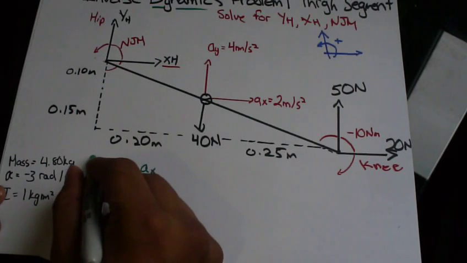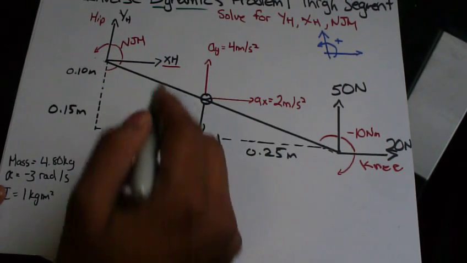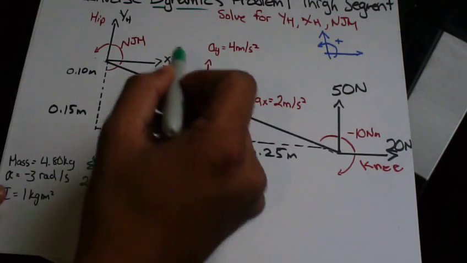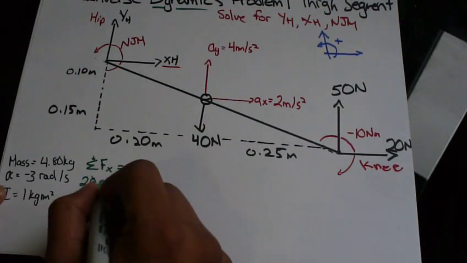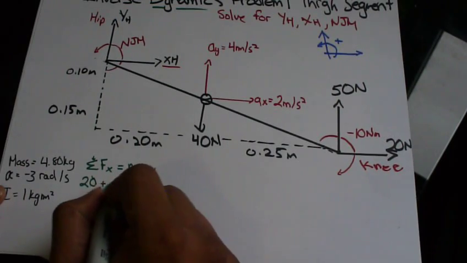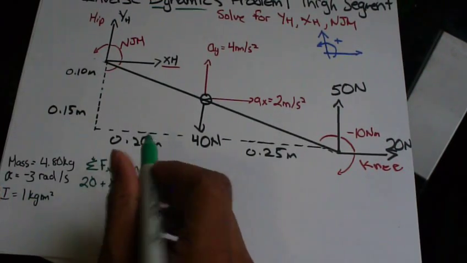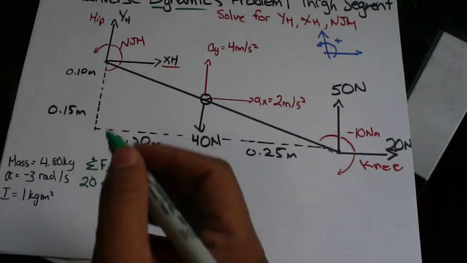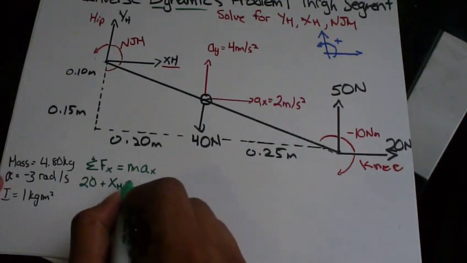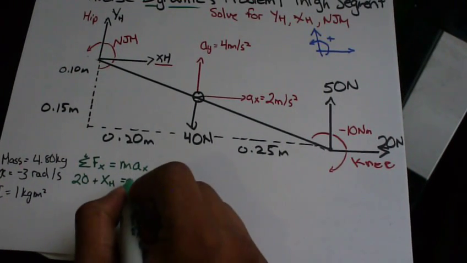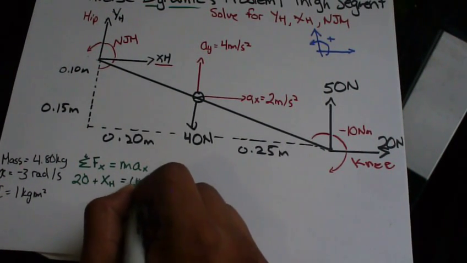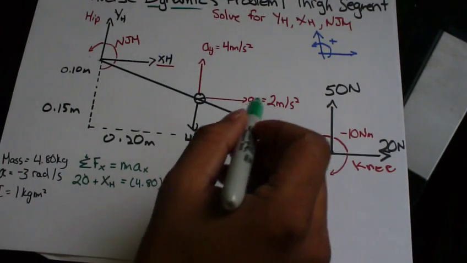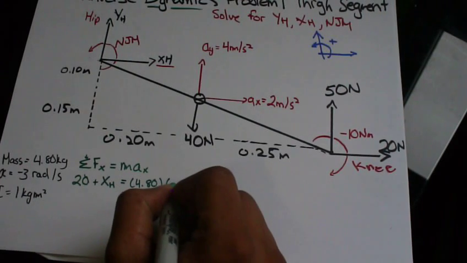It's a sum, sigma F in the x direction. We are trying to find this, and this contributes to the total force in the x direction. So we're adding x of h. And we draw our unknowns always as positive. It just makes the mathematics a little easier. And we know that it is equal to a mass of 4.80 multiplied by the acceleration of 2.